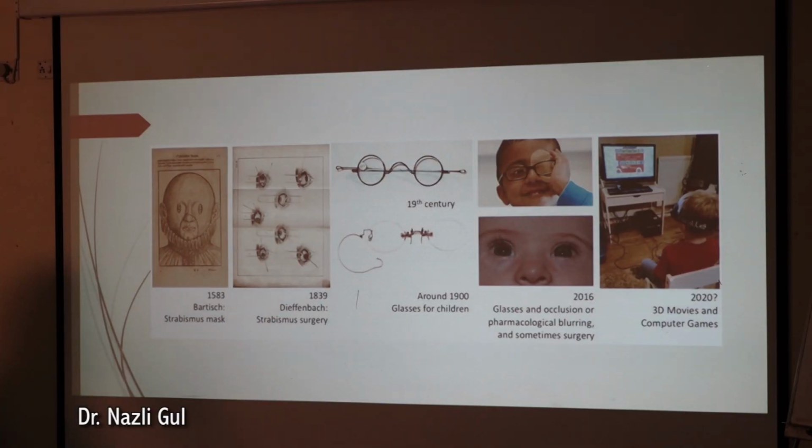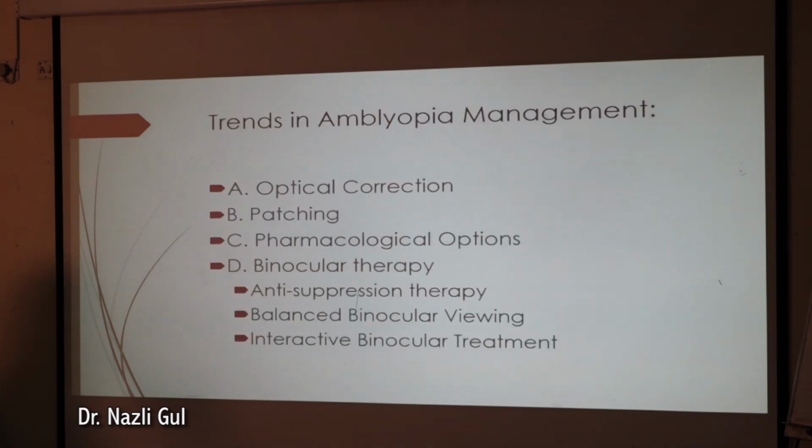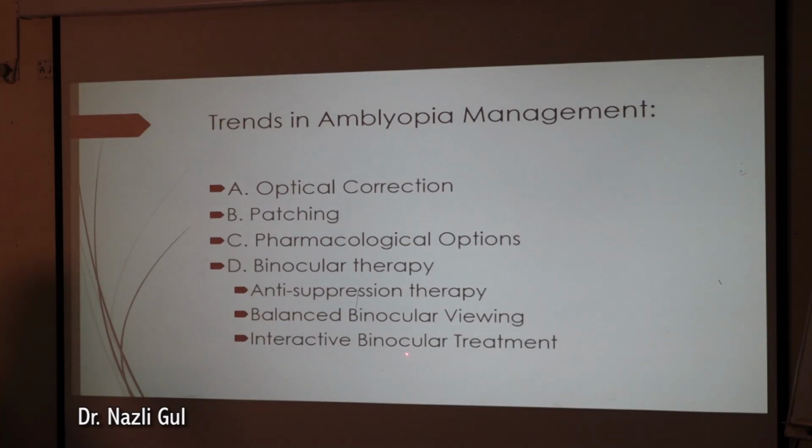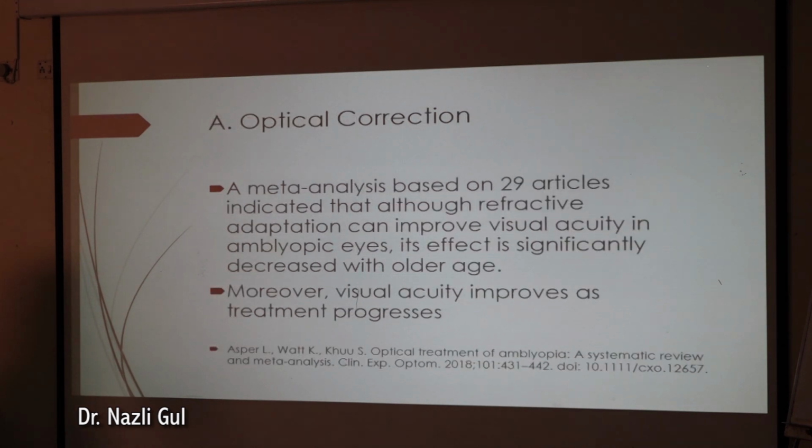There have recently been studies in different trials. The trends in amblyopia management are optical correction, patching, pharmacological options, and binocular therapy in the form of anti-suppression therapy, balanced binocular viewing, and interactive binocular treatment. Optical correction is the first-line management of any amblyopia.